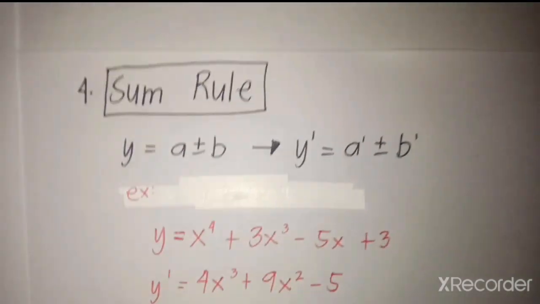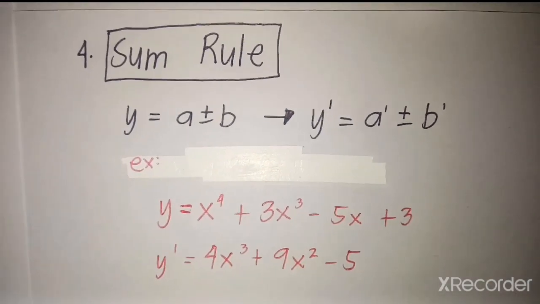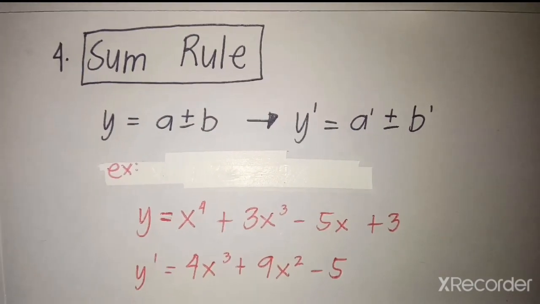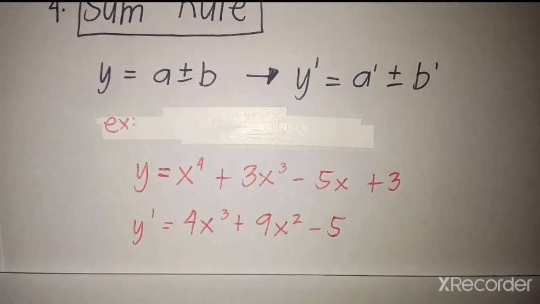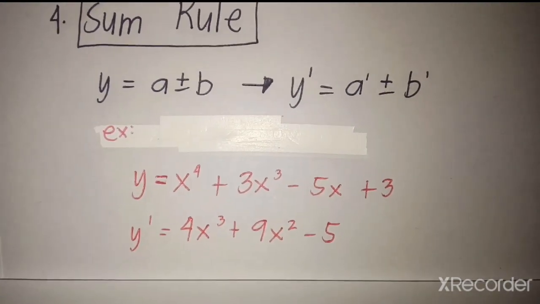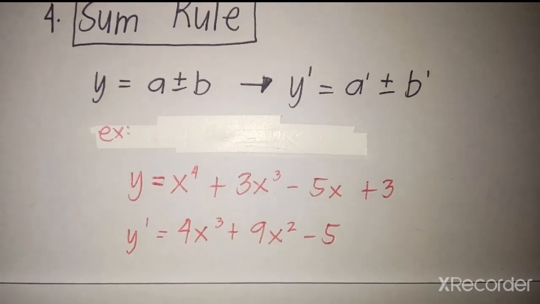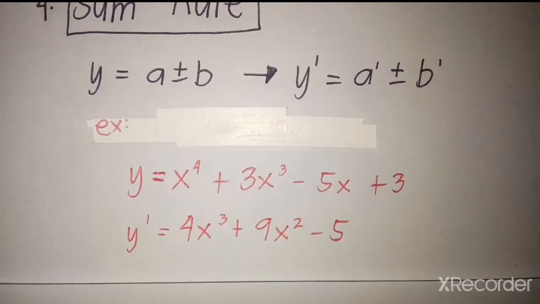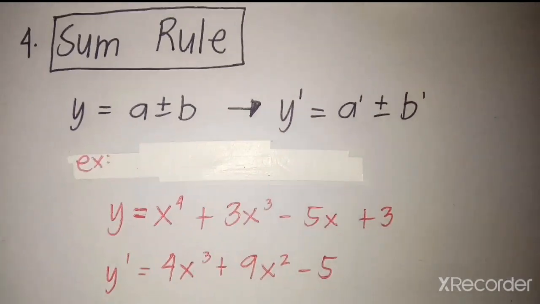The fourth rule is the sum rule, where y is equal to a plus or minus b, then y prime is equal to a prime plus or minus b prime. Example: y is equal to x to the power of 4 plus 3x cubed minus 5x plus 3. Then y prime is 4x cubed plus 9x squared minus 5.